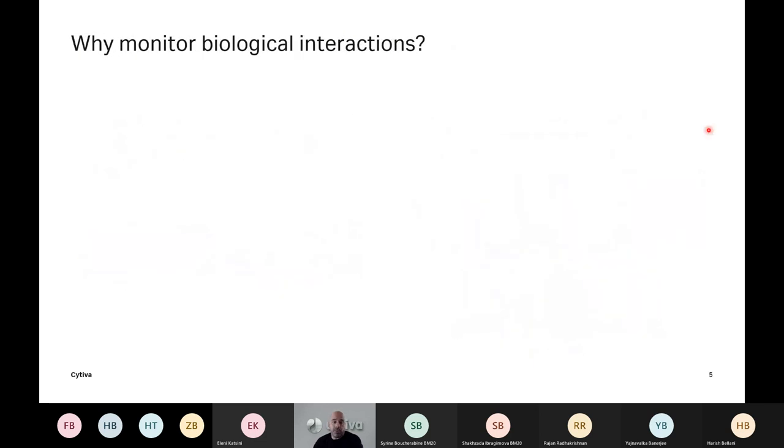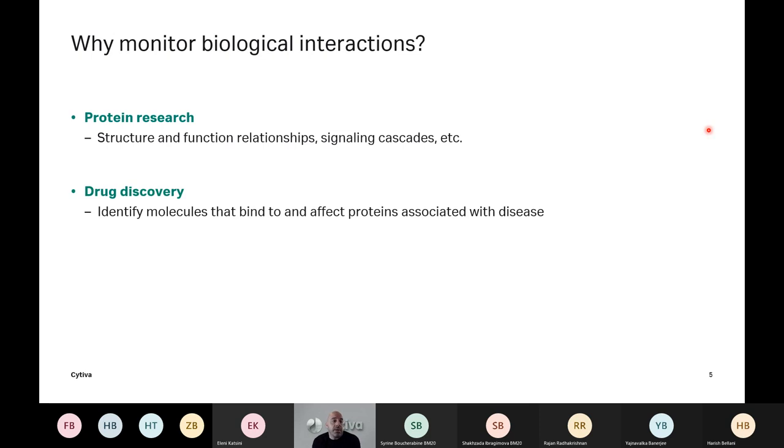So why is it important to monitor these biological interactions? Probably most of you already know since you work in this field. But for example, in the protein research field, we can get to know the relationship between the structure of the molecules and their function. We can get to know how signaling cascades in our organism work, with which protein interacts with the following one and so on, to trigger, for example, a response in the body. In the drug discovery field, these systems allow us to identify molecules that bind to and affect proteins associated with disease. So we are calling them targeted molecules. So we are looking for molecules that target specifically one important protein in our body, for example.